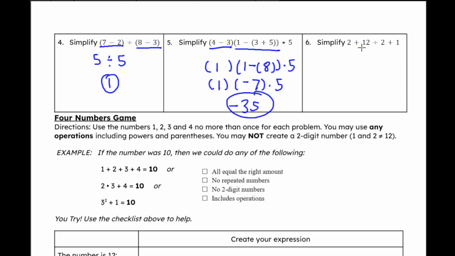This last one here, division first. 2 plus 6 plus 1, and then addition. 2 plus 6 is 8. 8 plus 1 is 9. That's your answer.